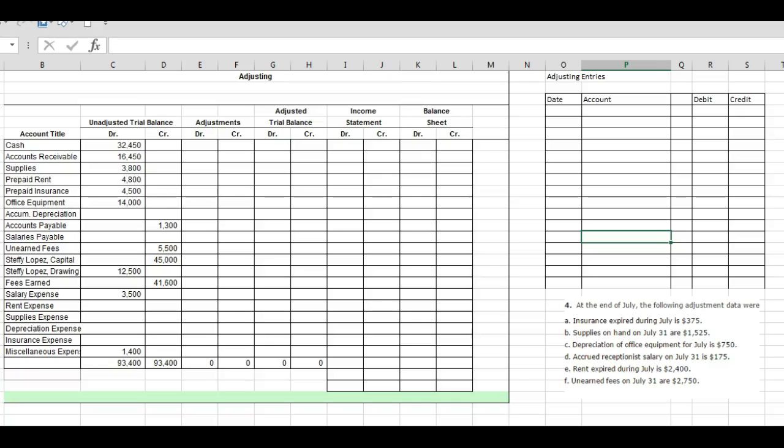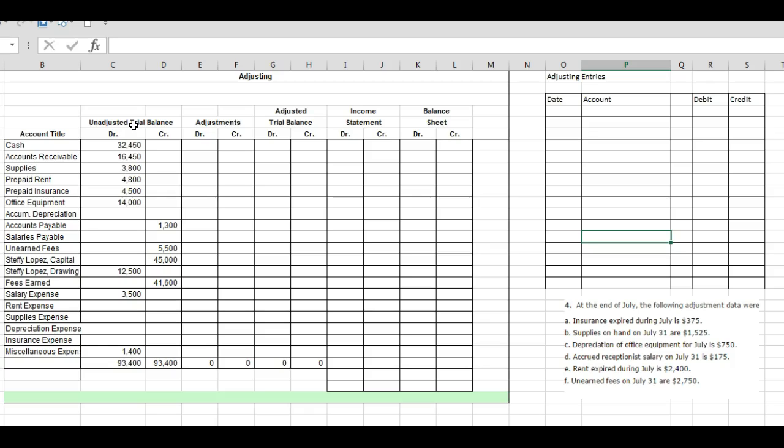Let's see if we can unmuddy the water just a bit. So we're going to start with the adjustments. So the first adjustment says, well, I guess we go over here. These accounts right here have been pulled off of the general ledger, and that's called your unadjusted trial balance. That's before you look at any accruals or unearned revenues or depreciation.